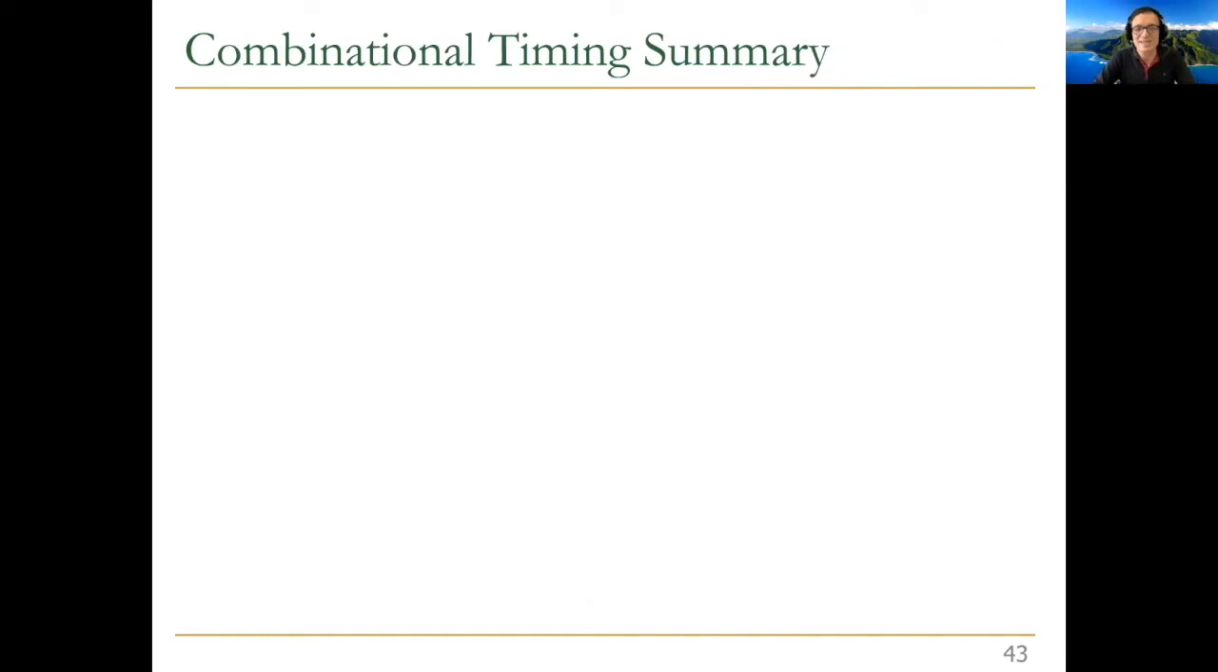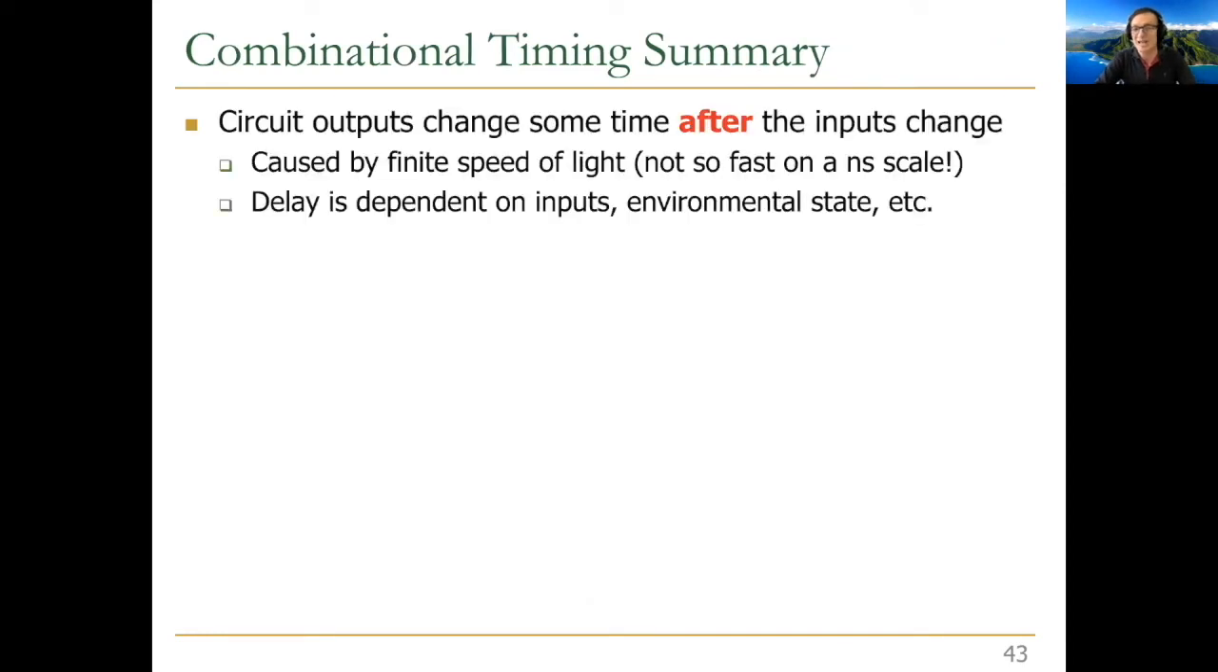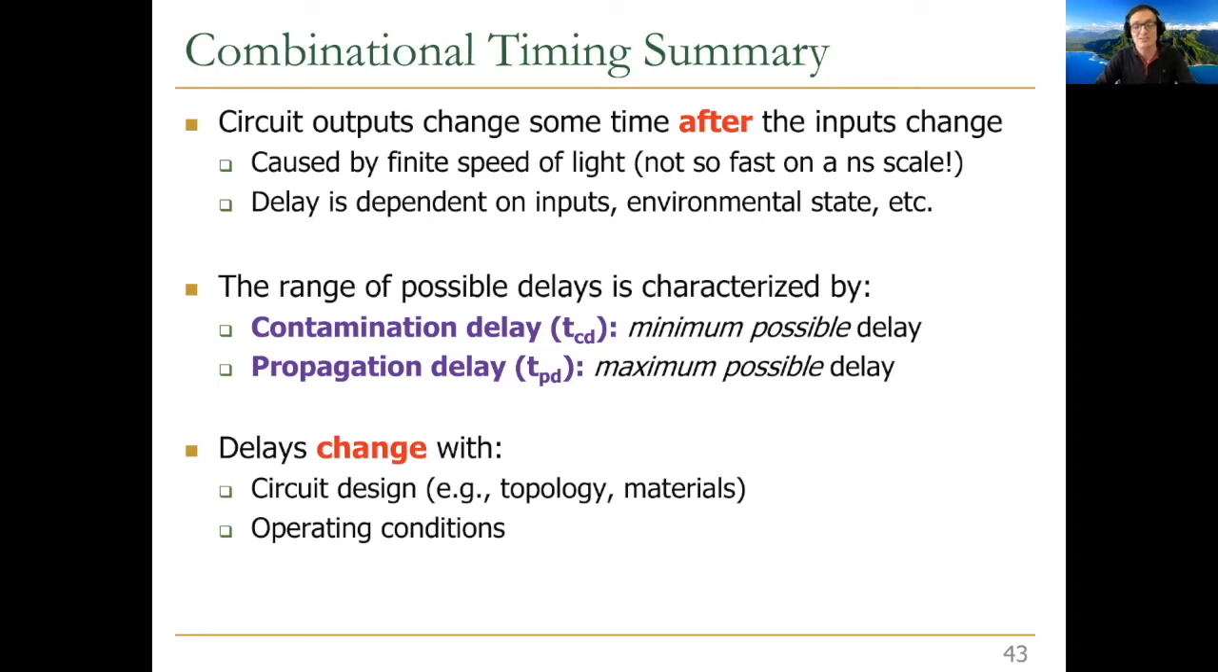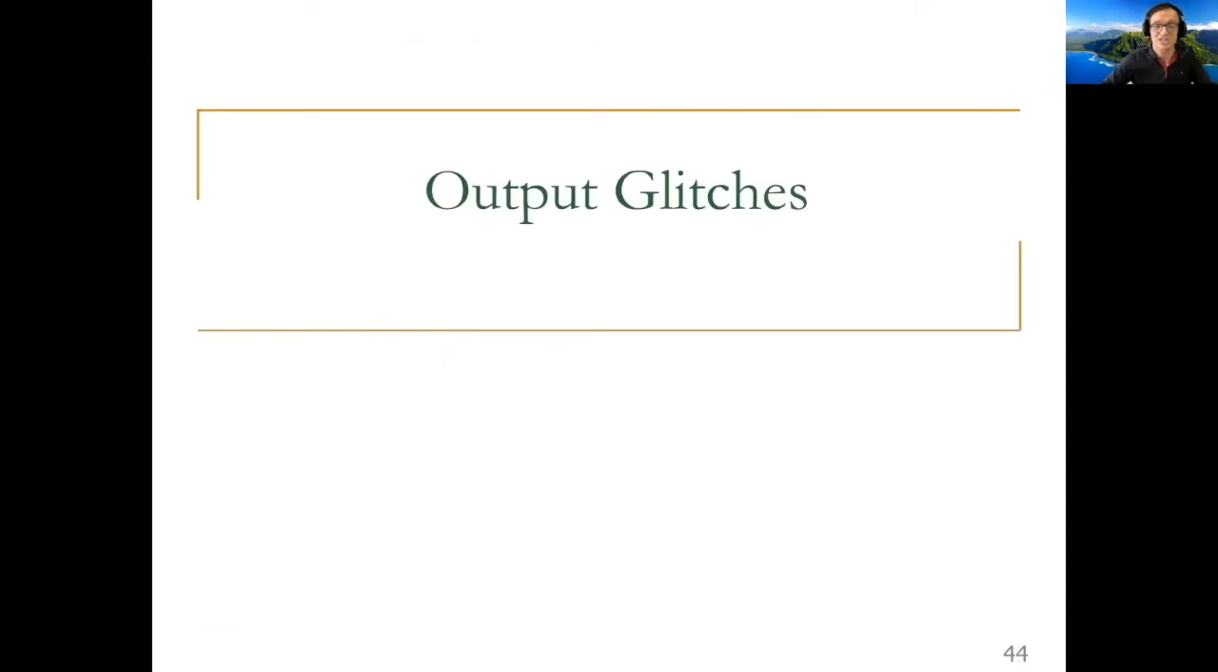Okay, so let me summarize the combinational timing. Circuit outputs change sometime after the inputs change. This is caused by the finite speed of light, and delays depend on inputs, environmental state, voltage, temperature, etc. And we discussed two notions of delay. Contamination delay leads to the minimum possible delay from input to output, and propagation delay leads to the maximum possible delay from input to output. And delays change with many different things like circuit design, operating conditions, and manufacturing variation as well.